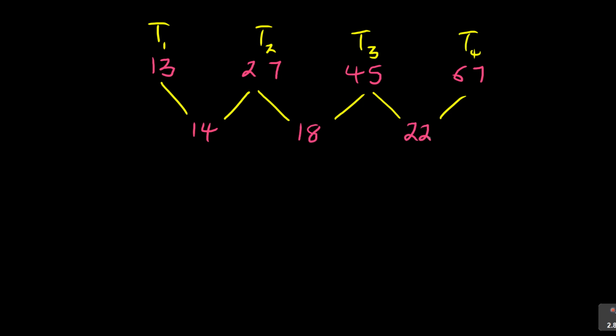So remember, we are subtracting the second from the first, or the next one from the previous one. So 27 minus 13, 45 minus 27, 67 minus 45. When you have done that, you continue to move on to the next level where you are subtracting 18 minus 14. So what do you get? 18 minus 14, I get a 4. 22 minus 18, I also get a 4.